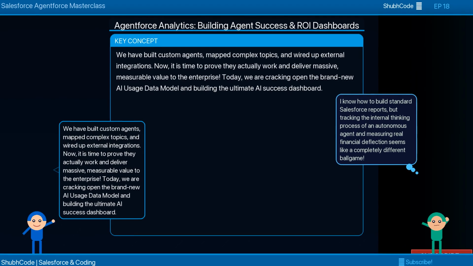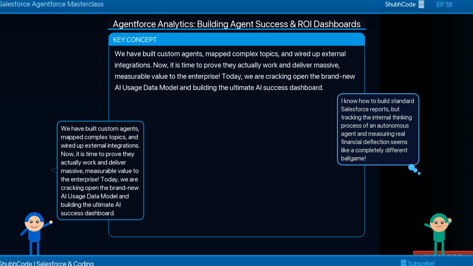Let me explain this simply. We have built custom agents, mapped complex topics, and wired up external integrations. Now, it is time to prove they actually work and deliver massive, measurable value to the enterprise. Today, we are cracking open the brand new AI usage data model and building the ultimate AI success dashboard. I know how to build standard Salesforce reports, but tracking the internal thinking process of an autonomous agent and measuring real financial deflection seems like a completely different ballgame.